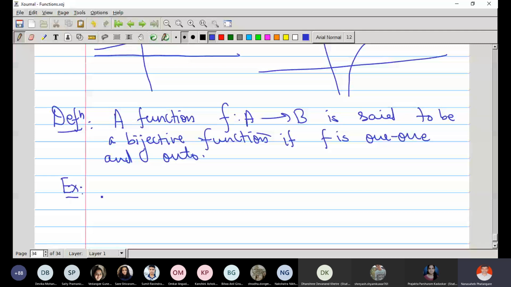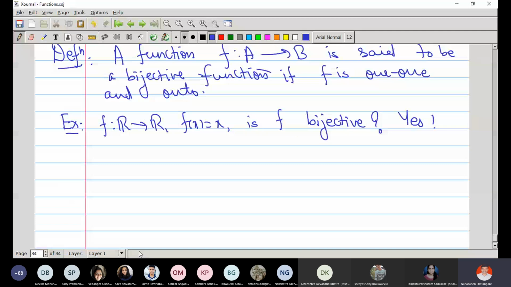So if I define a function from R to R, f of x is equal to x, is f bijective? Yes, because f is one-one as well as onto. So if I define a function from R to 0 to infinity, f of x is equal to x square, is f bijective?